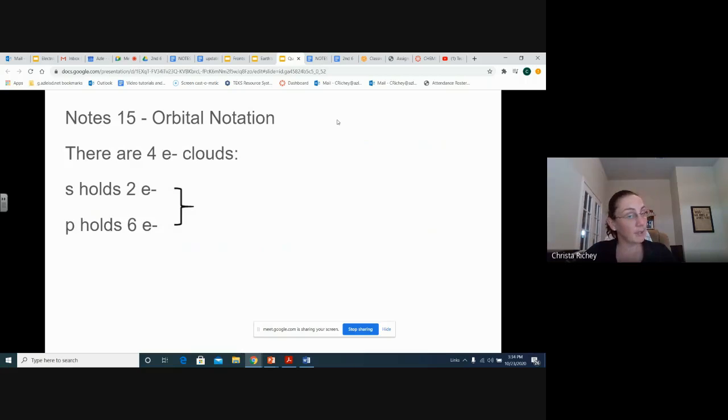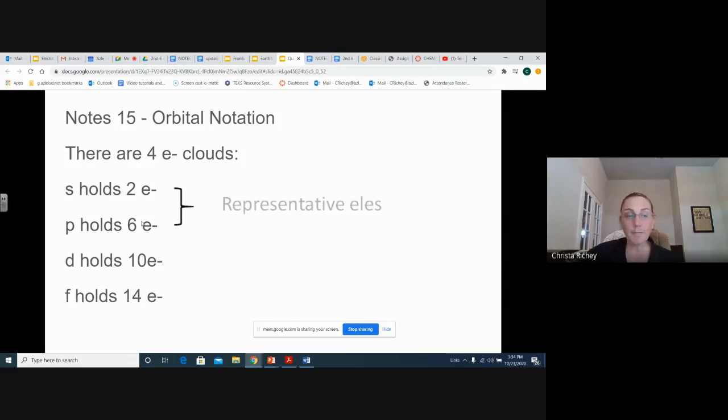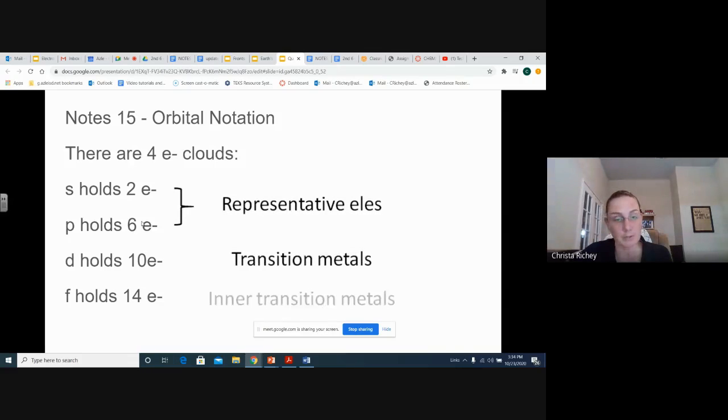There's electron cloud P, which holds 6 electrons. It is 6 elements wide. It is group 3A through 8A. Now remember, helium really belongs with the S's. It's sort of out of place. These 2 are called representative elements. And now I know you do not have this on your note sheet. It's just more of a recap. Your D block are your transition metals. They hold 10 electrons. They are literally 10 elements wide. And then your F block holds 14 electrons.